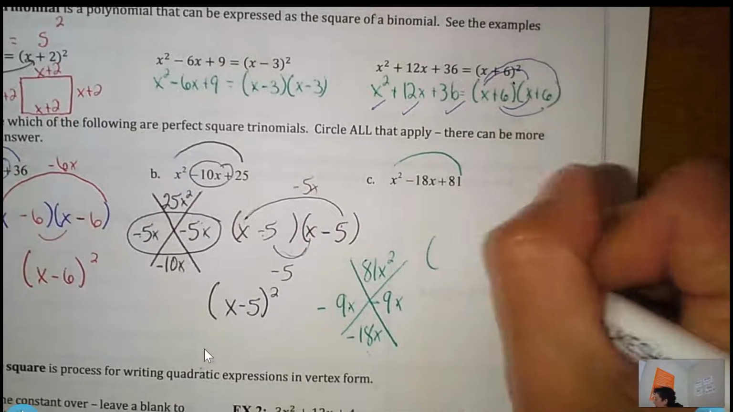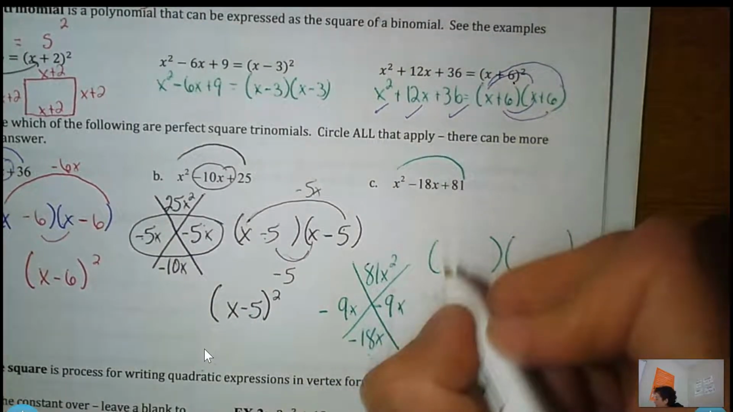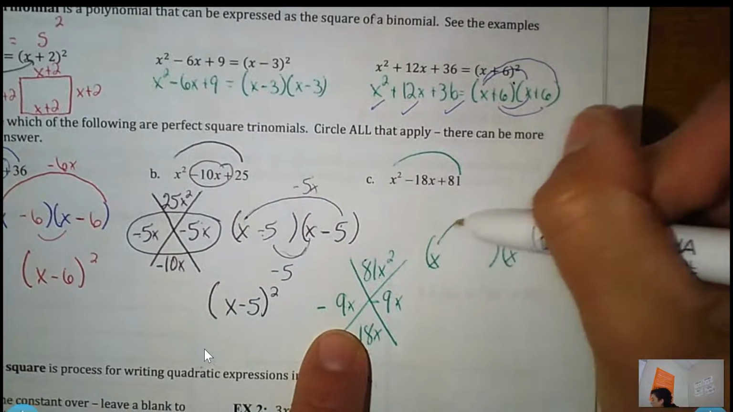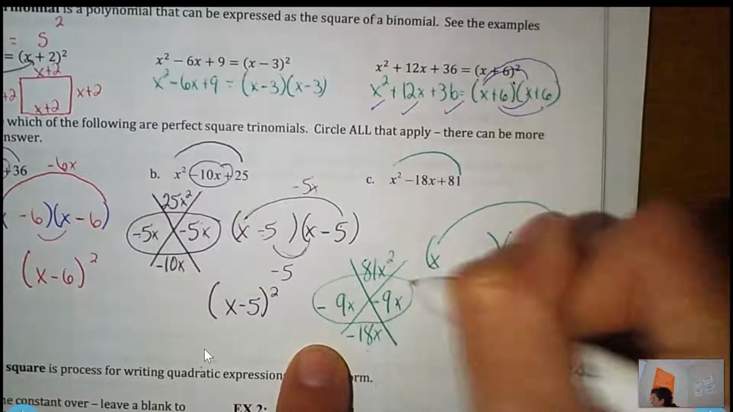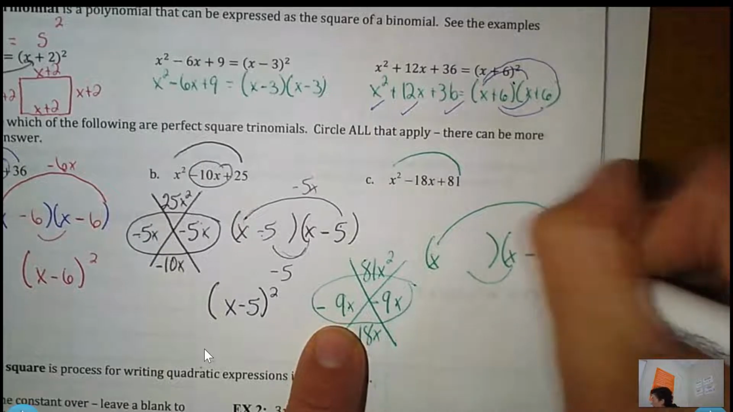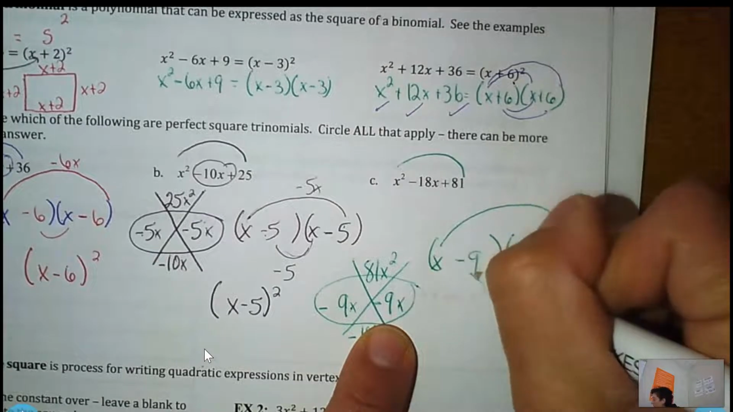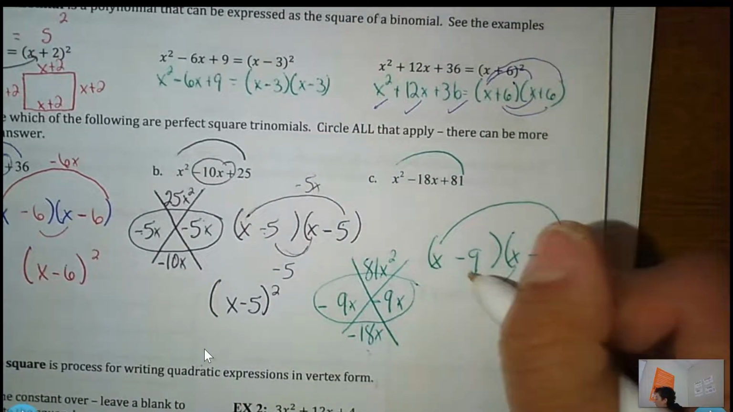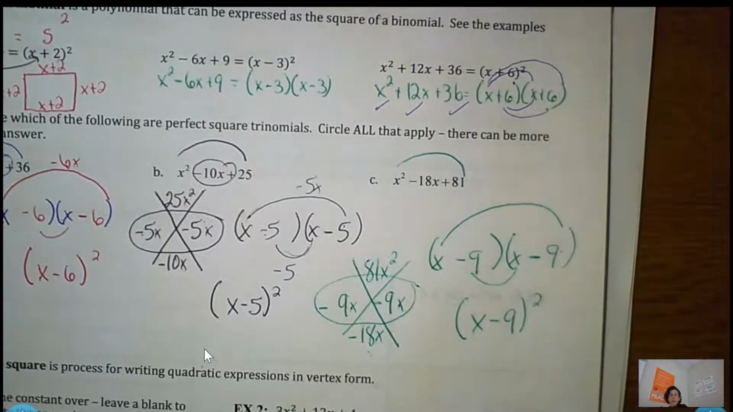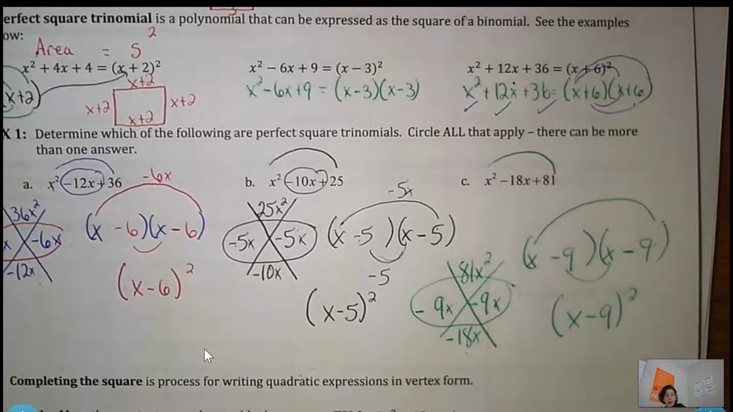Now I'm ready to go to my factors. And who are the neighbors that met to make our leading term? That is just an x and an x. And again, focusing on these side numbers, x times what makes -9x? That's a -9. And then x times what makes that -9x? That's another -9. So instead of writing twice, we can write once with our parentheses squared. So as it turns out, these all work.